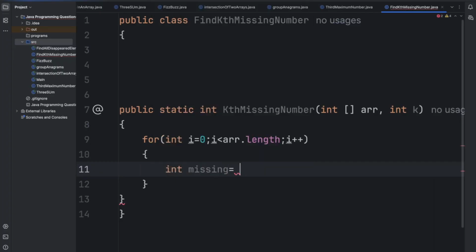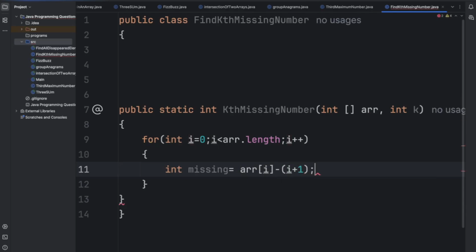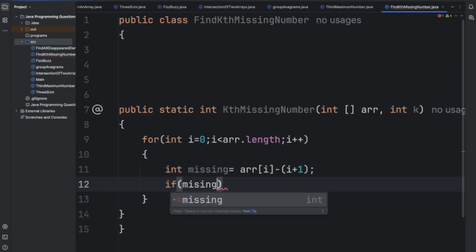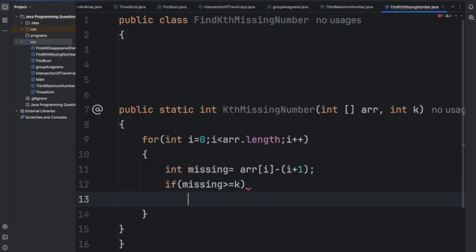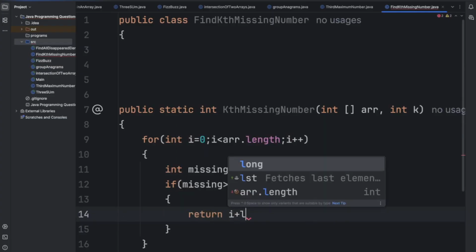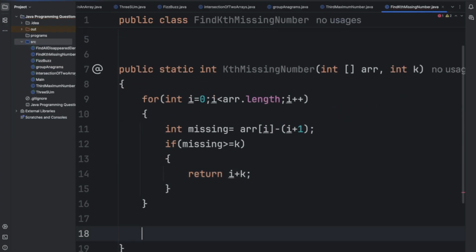and you will write int missing. How many missing numbers are there? Array at i minus, which is your expected, i plus 1, right? If that missing number is greater than or equal to k, that means you have found your missing number. So what are you going to return? i plus k, right? That is going to be your missing number.